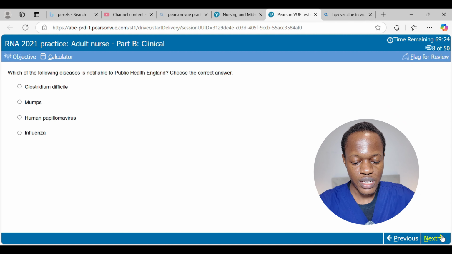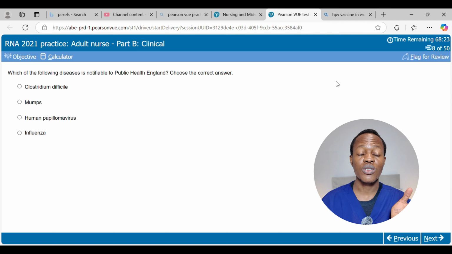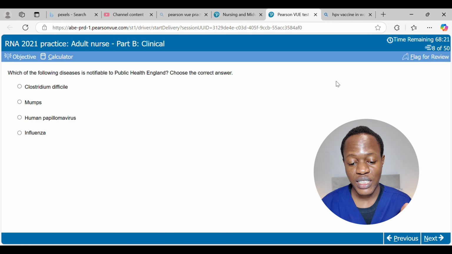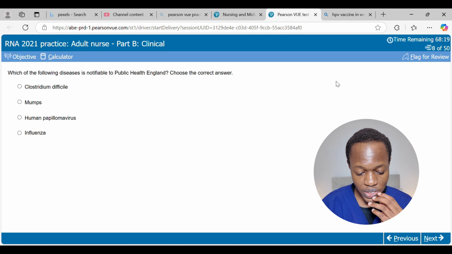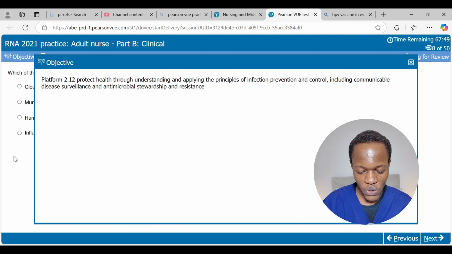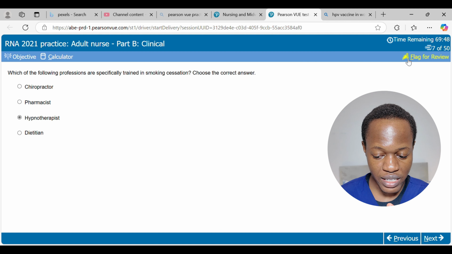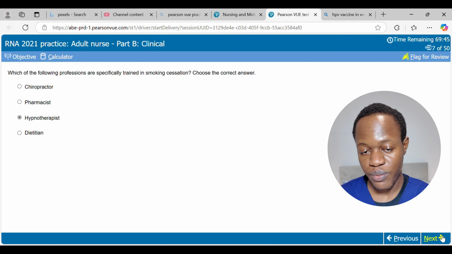Okay, the next question says, which of the following diseases is notifiable to Public Health England? Choose the correct answer. You know what, don't be too bothered if you get the right answer or not. So for this one, we can just go ahead and choose communicable diseases, human papilloma virus. I'm doubting between that or influenza. So I'll choose that one. And again, you can flag for review.